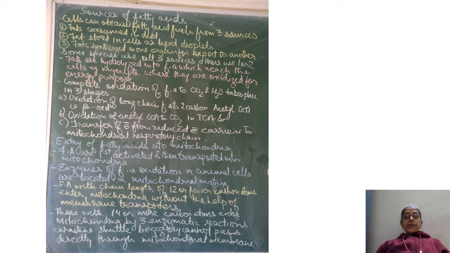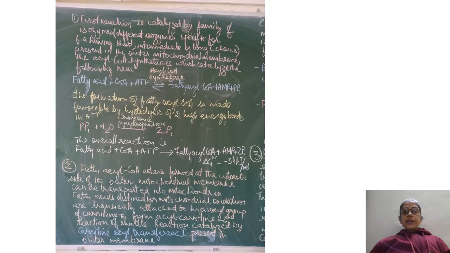Because they cannot pass directly through the mitochondrial membrane, they are passed into mitochondria by help of carnitine shuttle. First reaction is catalyzed by family of isozymes. Different isozymes are specific for fatty acids having long chain, short chain or medium chain. And these enzymes are present in the outer mitochondrial membrane. These enzymes are acyl-CoA synthetases and they catalyze the following reaction.